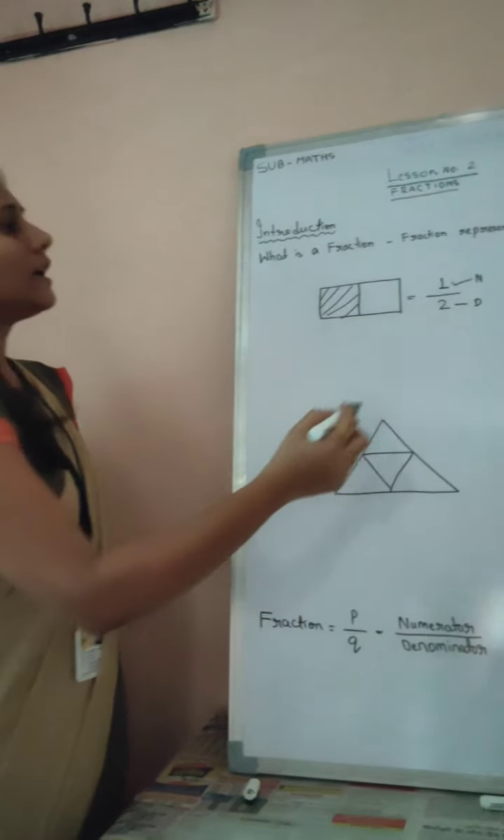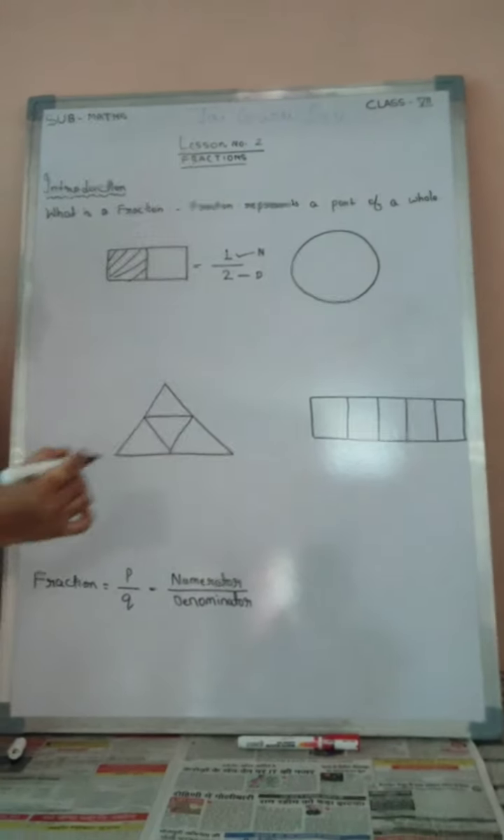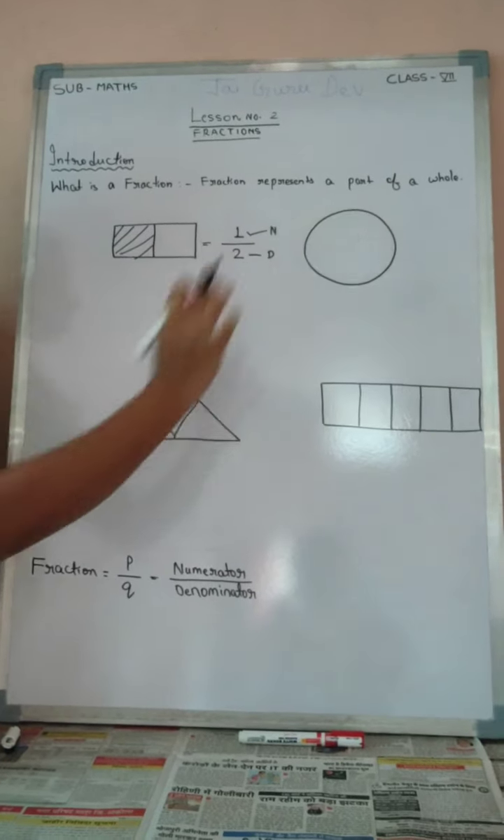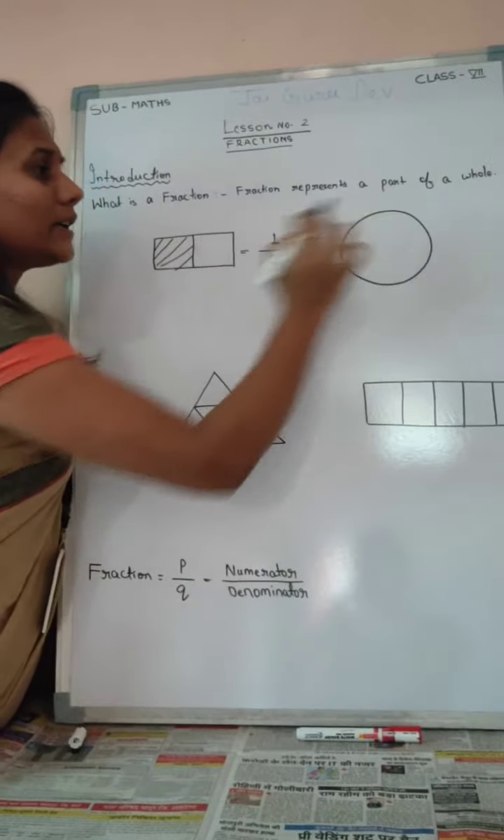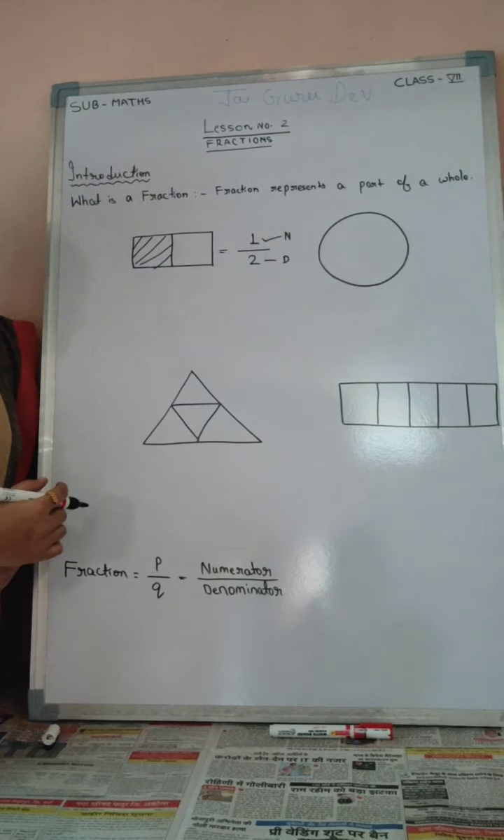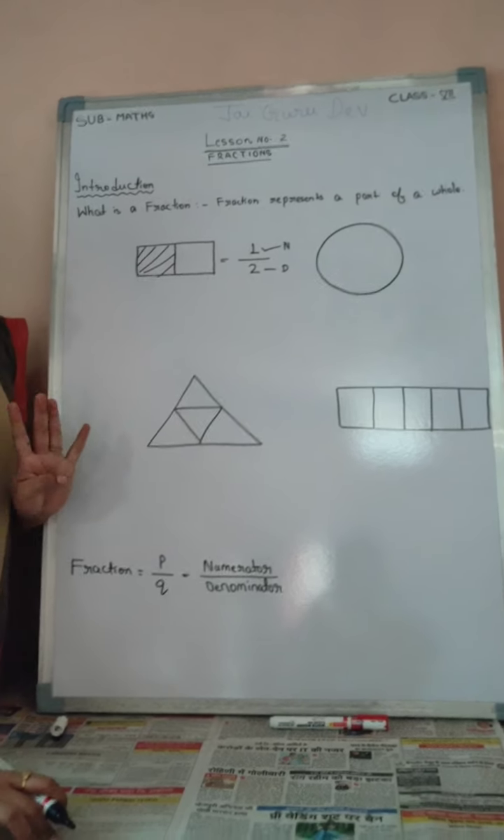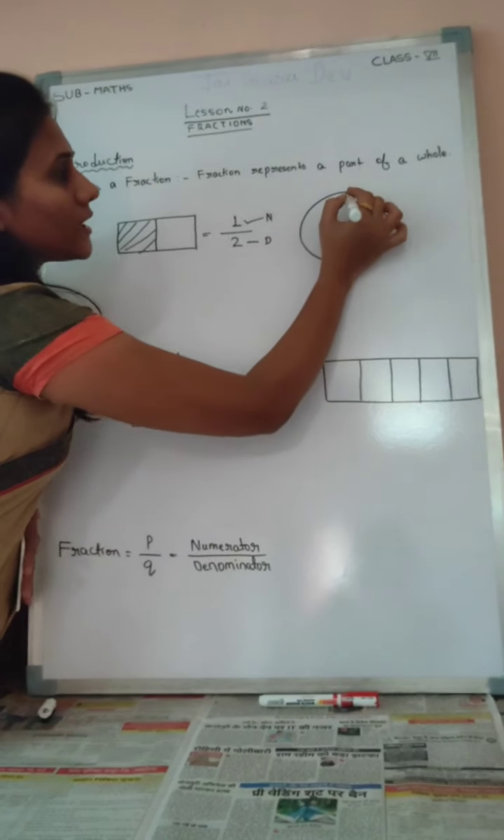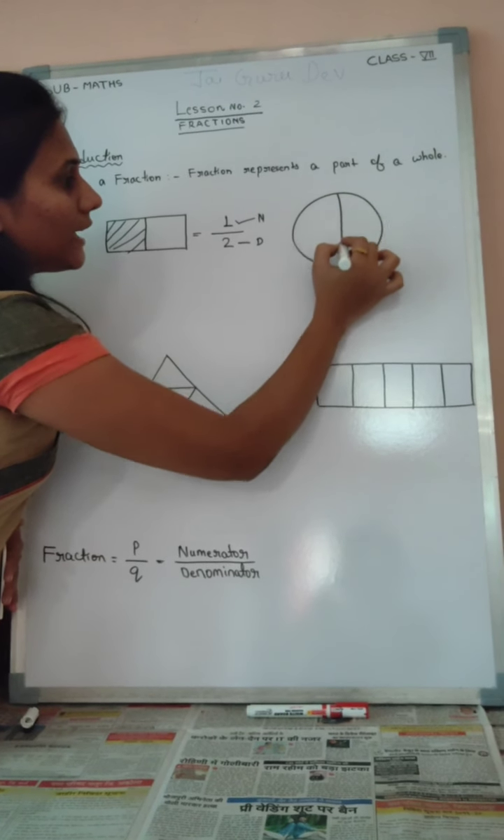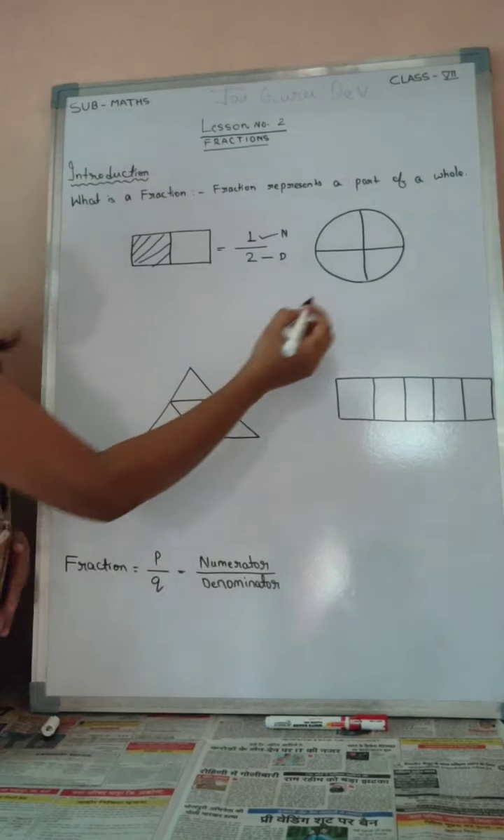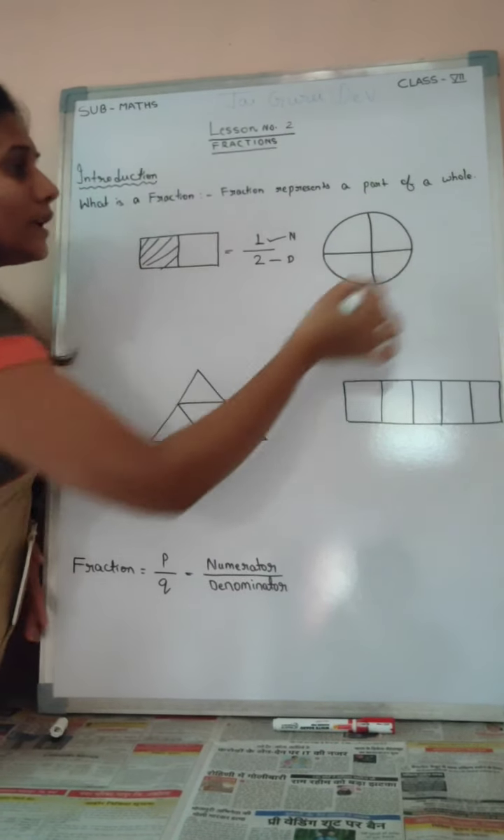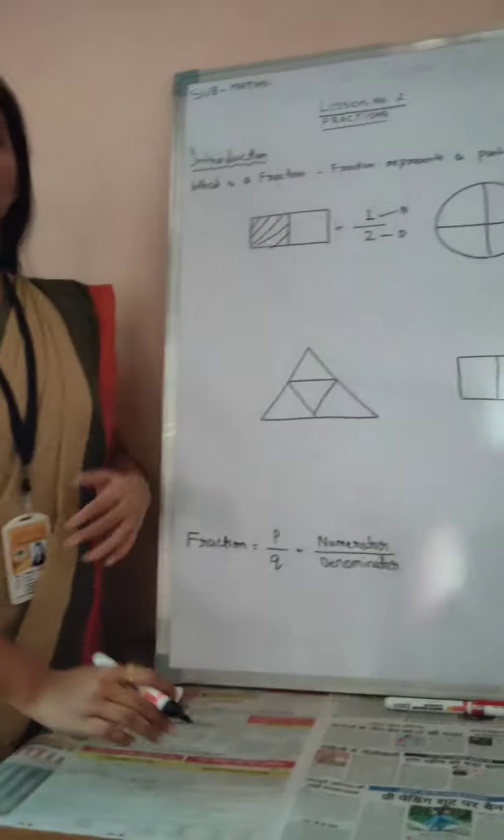Now again here I have drawn one circle. Suppose you think that this circle is a pizza, and now you have to distribute this pizza with your family, and there are a total of 4 members in your family. So we will divide it into 4 equal parts. Now out of these 4 parts, how much will one individual get?